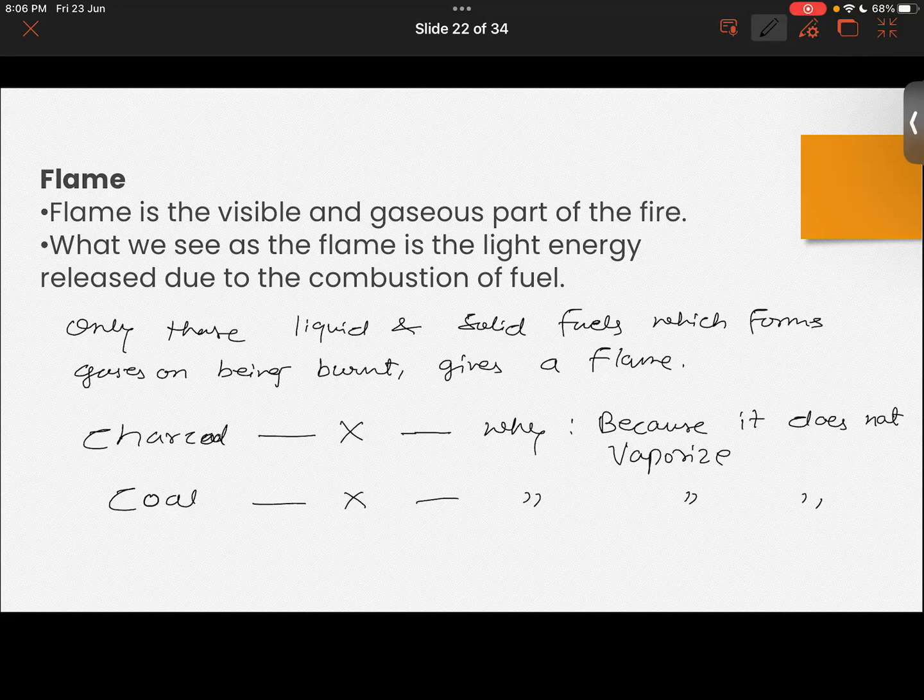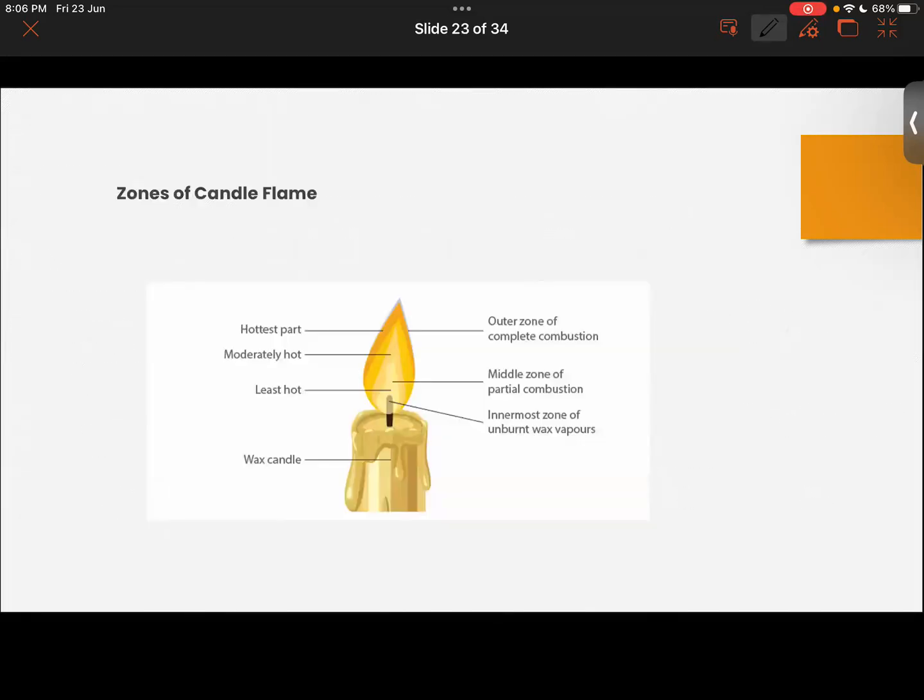Yeah, that is the case. So let's first see the zones of a candle flame. Am I audible? A little bit, sir. Okay, am I audible now? Yes, sir.